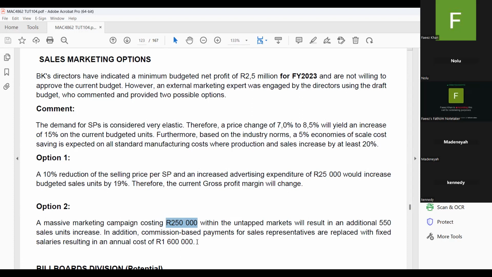Those are the two options. So what we need to do is to draw up the standard cost card with the current costing we had from part A, and then obviously bring in the additional items based on this information over here. And then we do the same for option number 2.